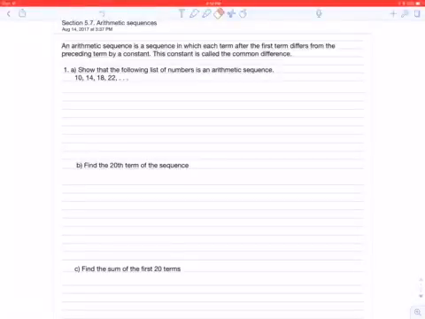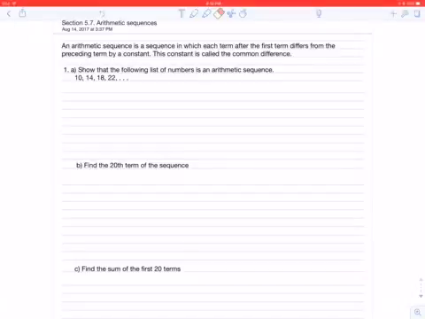An arithmetic sequence is a sequence in which each term after the first term differs from the preceding term by a constant. This constant is called the common difference. So let's look at this first sequence, 10, 14, 18, 22.